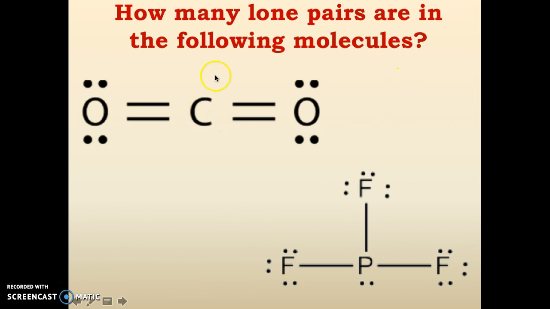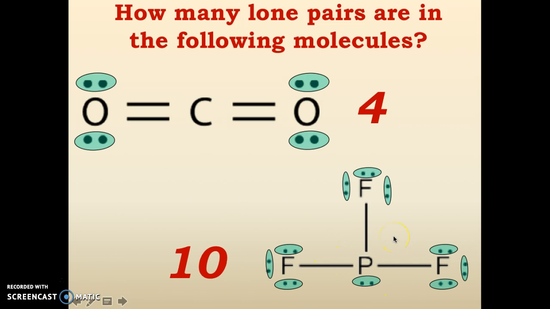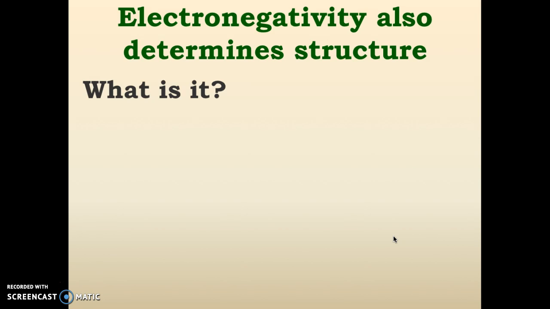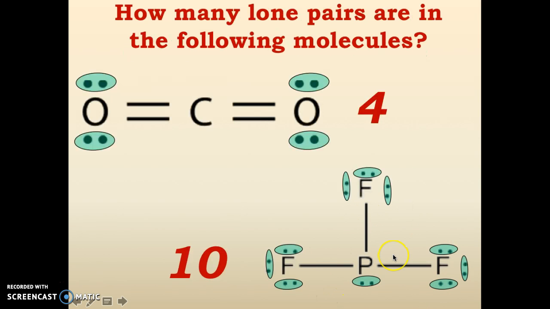Okay? Here's an example of carbon dioxide. As you can see, it has 4 bonds and 4 lone pairs total. All of these are lone pairs. This is phosphorus trichloride. It has 3 bonds and 10 lone pairs. Or 20 lone pair electrons, but 10 pairs of electrons. So what we're going to do is draw these Lewis dot structures right here.